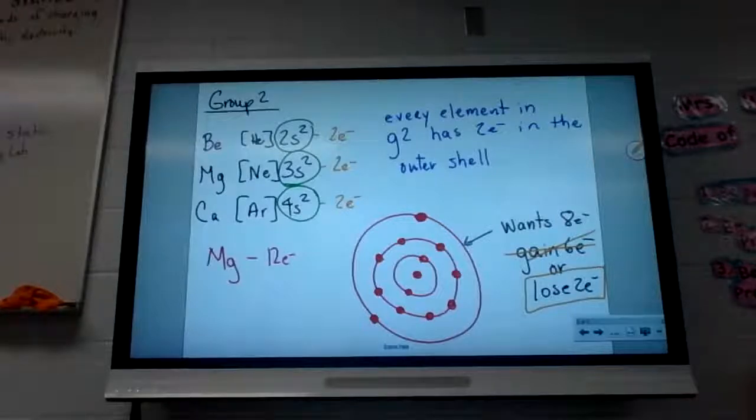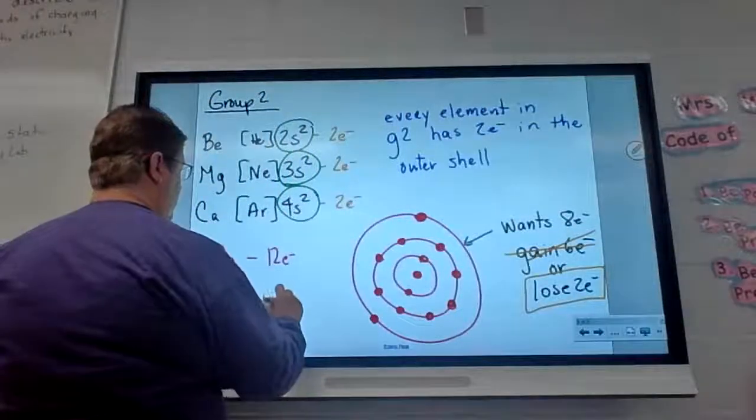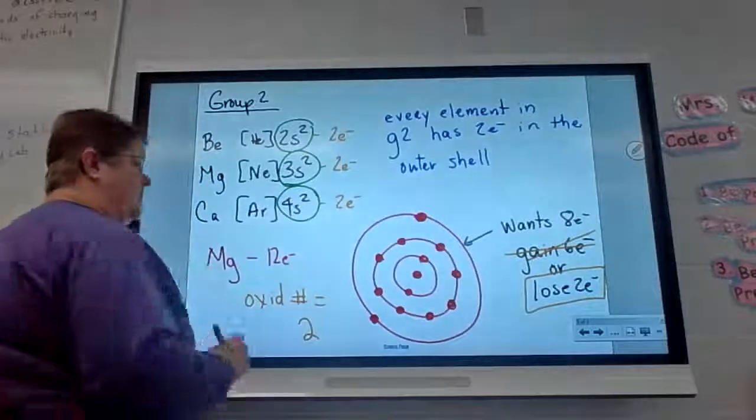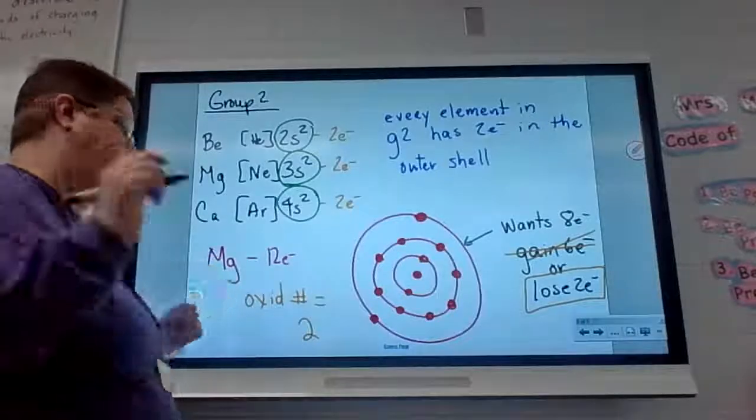So, what oxidation number will I be if I lose 2? Okay, oxidation number. 2. Okay, the oxidation number is a 2. And because I lost 2, it's what? Positive or negative? Okay, hold on.